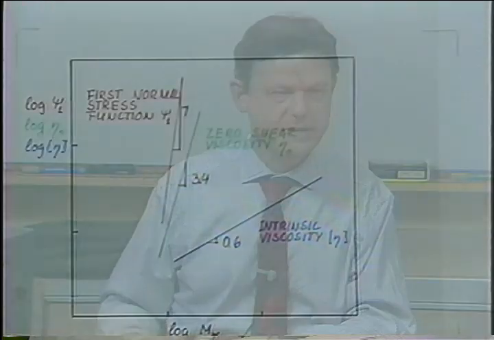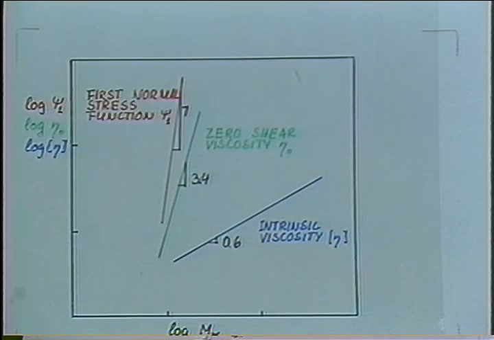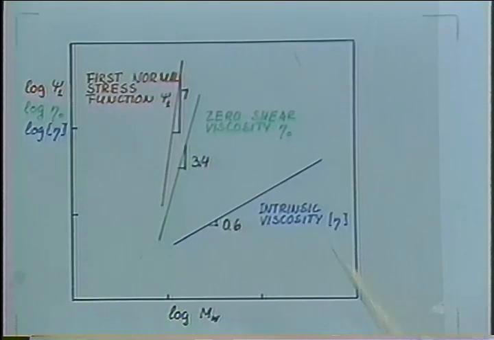In Utah, Christiansen and now Magda are measuring the second normal stress difference very nicely. It's an experiment which is somewhat harder to do. The viscometric functions, that's the three functions which describe the material behavior in shear flow, depend on molecular weight.